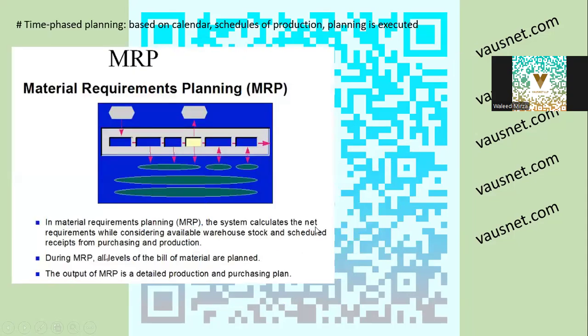In MRP, the system calculates the net requirements. Now, what are net requirements? You have a requirement for 100, in stock you have 20, so the net requirement is 80. While considering available warehouse stock and scheduled receipts from purchasing and production. During MRP, all levels of the bills of material are planned, all levels.